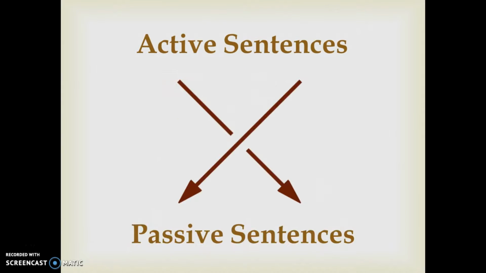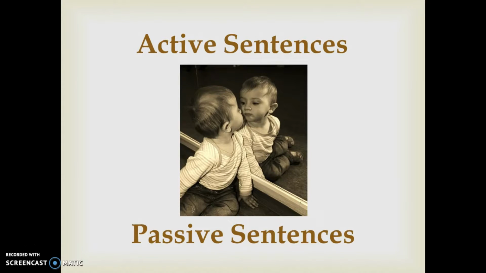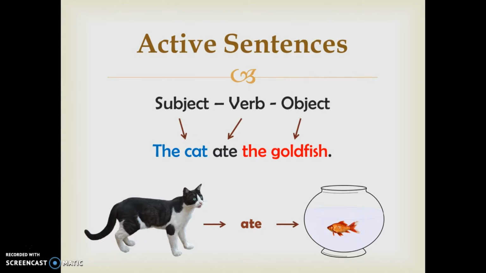Now, when we want to change an active sentence to a passive sentence, we just need to flip that sentence structure so that it is the mere opposite of an active sentence. So if we look right here, here's a picture of a baby looking in the mirror, and you can see an active sentence is like that baby, whereas the passive sentence works as the reflection of that baby, with a couple changes here. So here's our active sentence again.